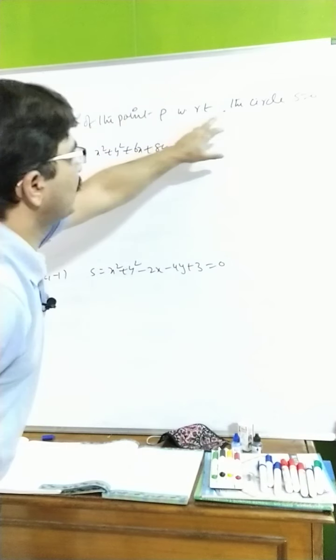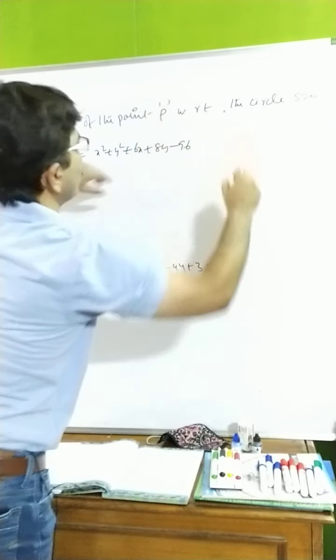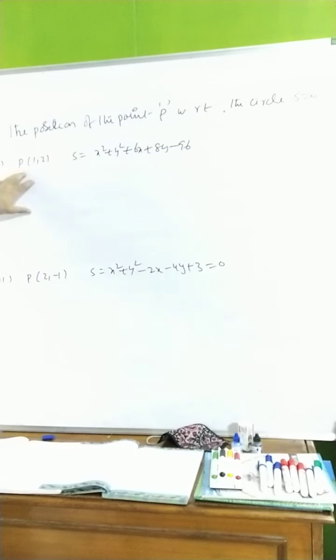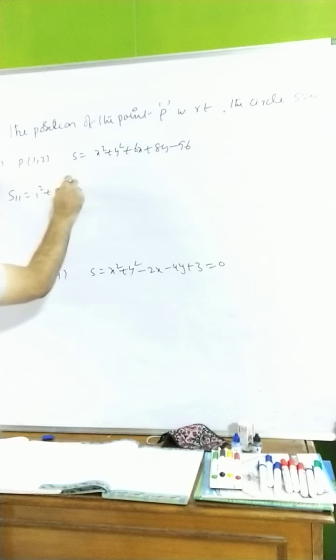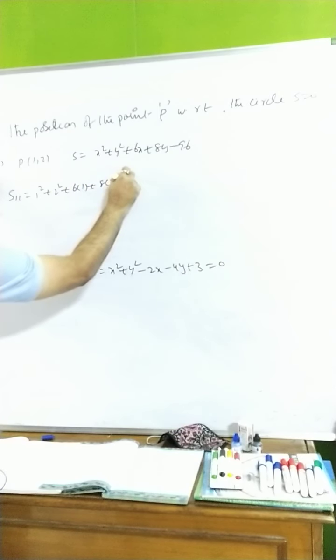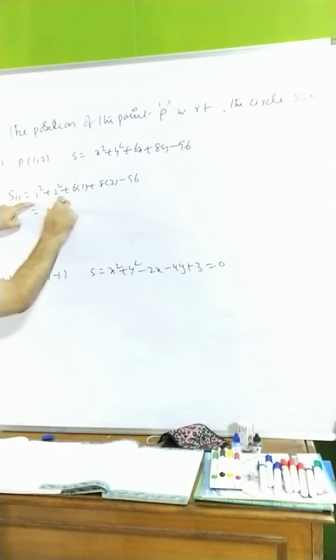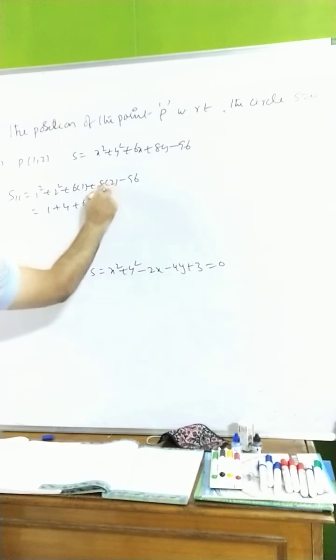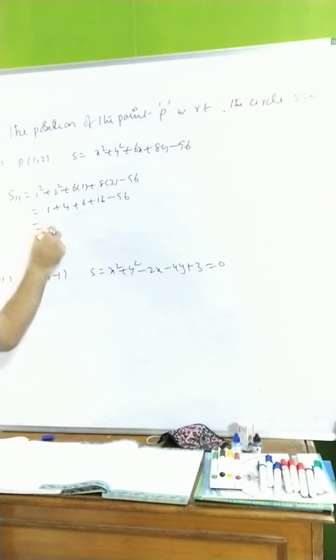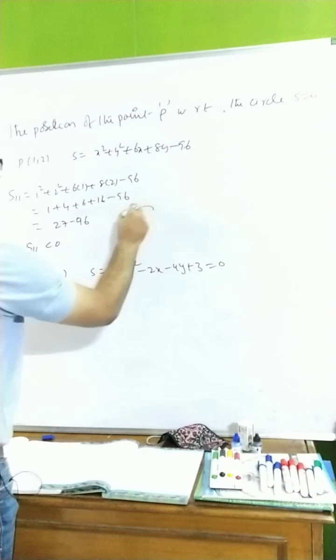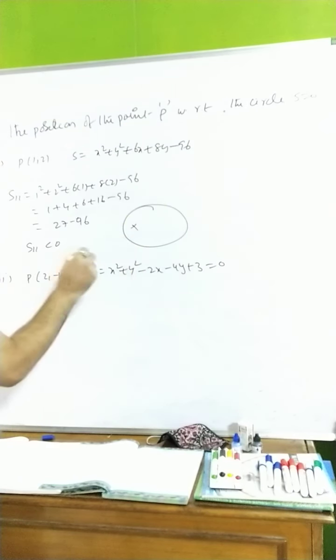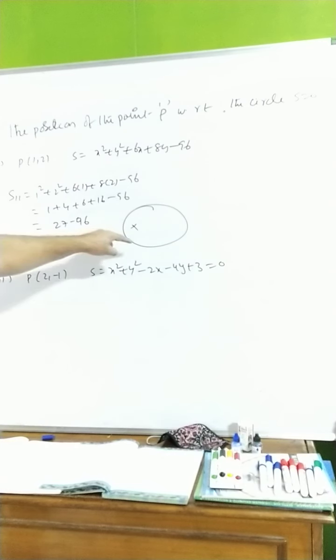Here I have taken two examples. Here, the position of the point P with respect to the circle S equal to 0 is asked. P is this one, S is given. We are supposed to identify the position. Just go for S11 and substitute: 1 square, 2 square, 6 into 1, 8 into 2, minus 96. So 1, 4, 6 and 16, minus 96. That is 27 minus 96. Definitely S11 is less than 0. S11 less than 0 means P lies inside the circle.